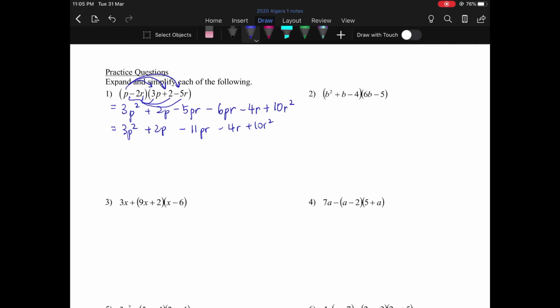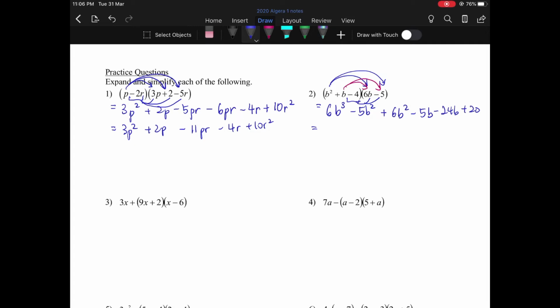Question 2. Let's distribute b squared first. So we will get 6b to the power of 3. Then we get 5b to the power of 2. Then let's distribute b. And we will get positive 6b to the power of 2 minus 5b. And lastly, we distribute negative 4 into the terms in the bracket. And this will give us negative 24b plus 20.